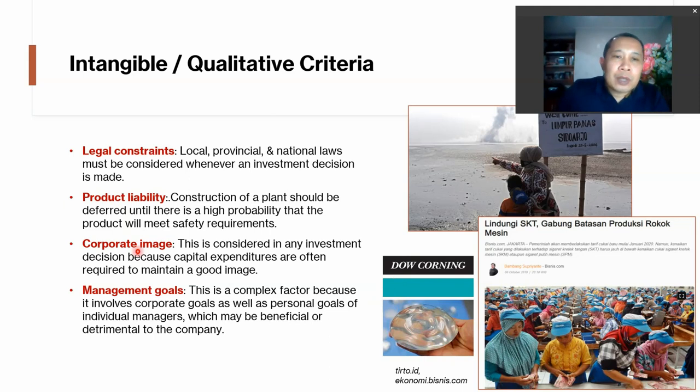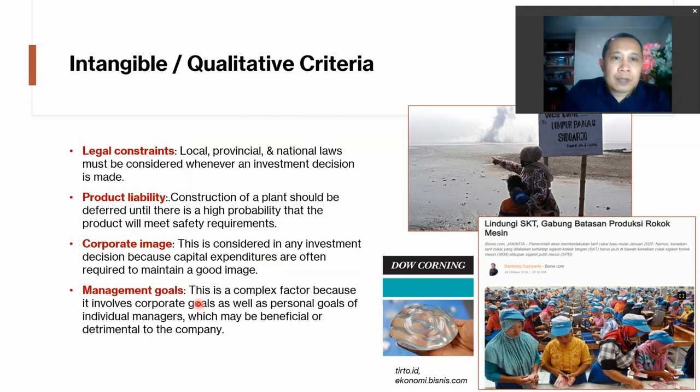The next one is corporate image. This is considered in any investment decision. It doesn't matter what kind of project it is, because capital expenditures are often required to maintain a good image. So whenever a company decides between several project alternatives, the company will always consider how that project will reflect upon the image of the company, whether it's social responsibility image, environmental responsibility image, whatever. So a positive image needs to be maintained through these projects.